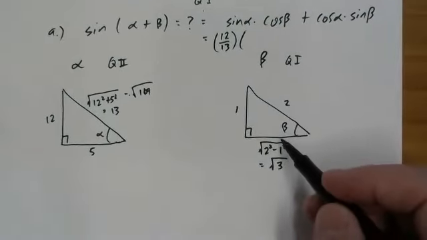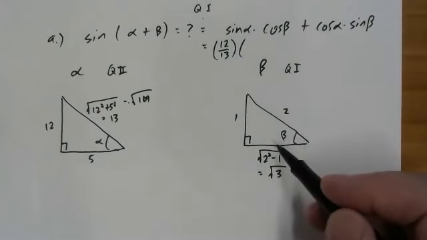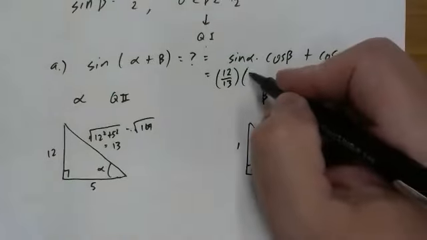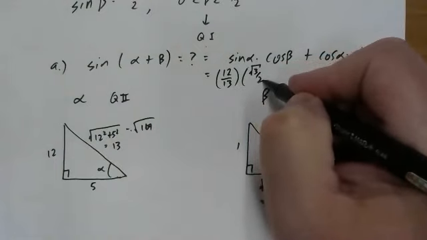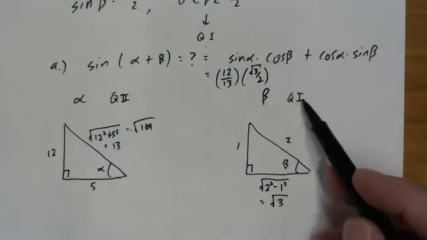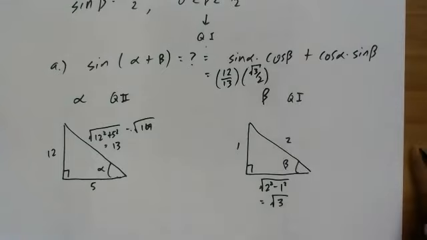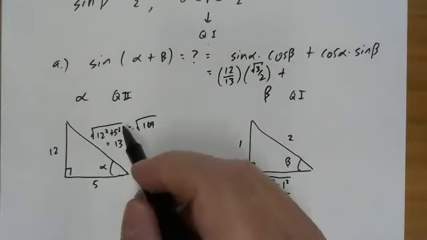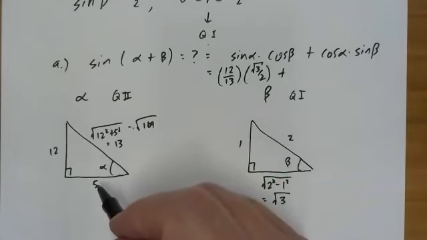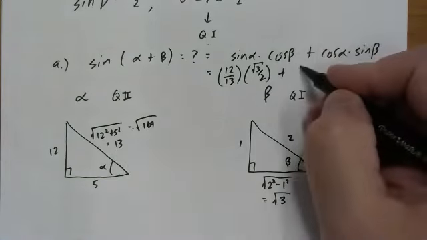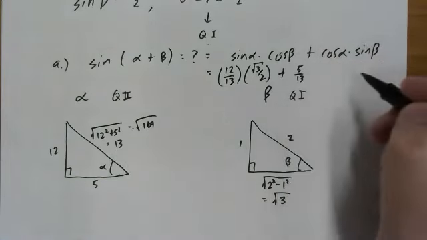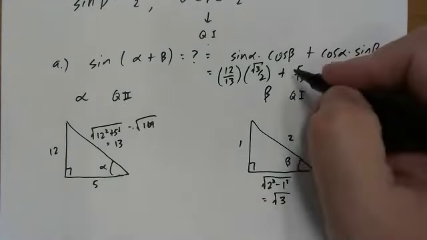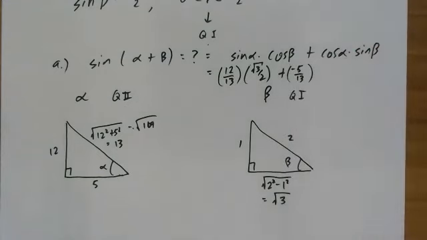Cosine of beta, so I go to my beta triangle. Cosine, so CAH, is adjacent over hypotenuse. So square root of 3 over 2. Now in quadrant 1, cosine's positive. So it's a positive square root of 3 over 2. Plus cosine of alpha, so I go back to my alpha triangle. Cosine, so CAH, adjacent over hypotenuse, 5 over 13. Now in quadrant 2, the cosine's actually a negative number. So I have to make this negative 5 over 13.